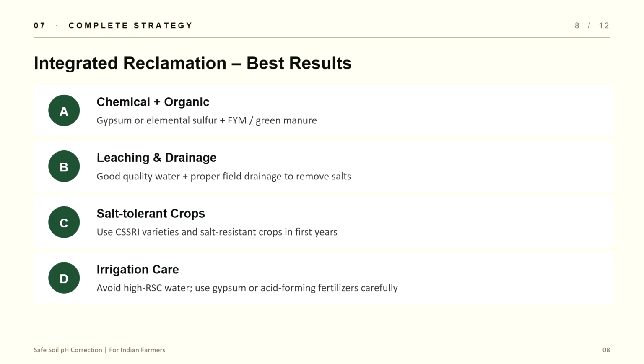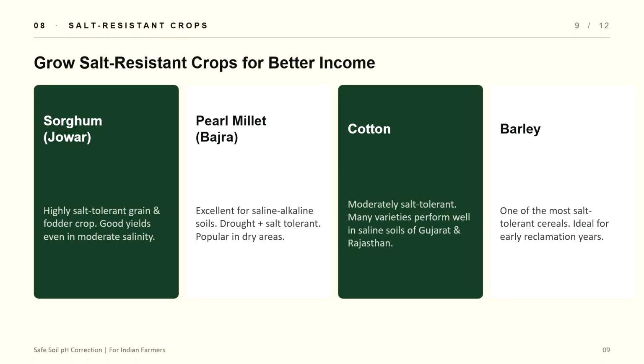Irrigation care: avoid high residual sodium carbonate water, and use gypsum or acid forming fertilizer carefully. Grow salt resistant crops for better income. So you can grow sorghum or jowar. It is a highly salt tolerant grain and fodder crop. Good yield even in moderate salinity.